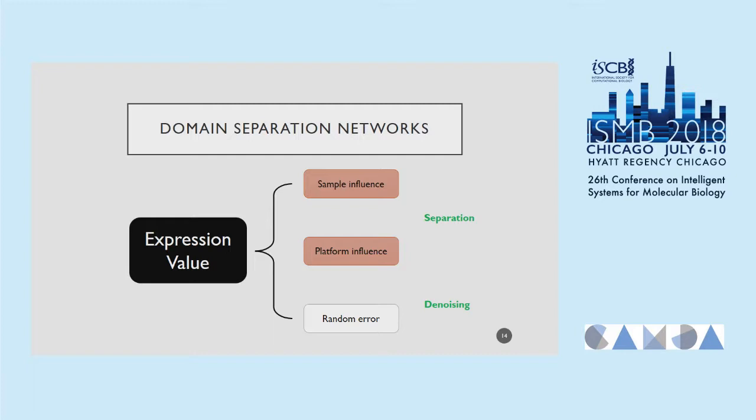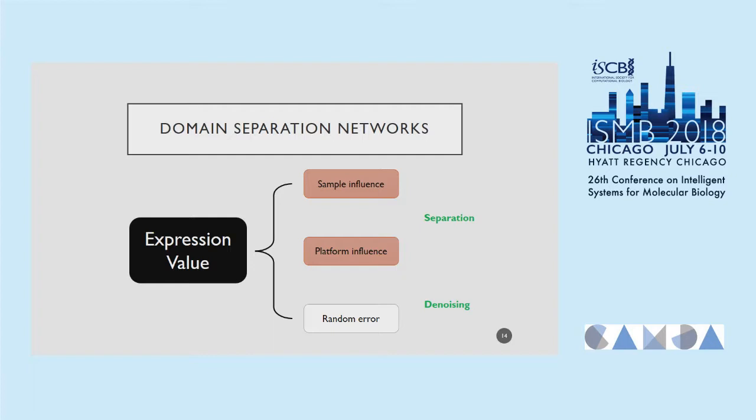Okay, so let's go back to our gene expression profile. I think the issue is the same. Now we have the final result of the expression value, and we know this expression value is influenced by three major factors. The first is influenced by the sample itself, which is what we really need. We want to see whether DILI drugs have higher expression on certain genes, and whether the non-DILI drugs are lower expressed. This is the sample inference.